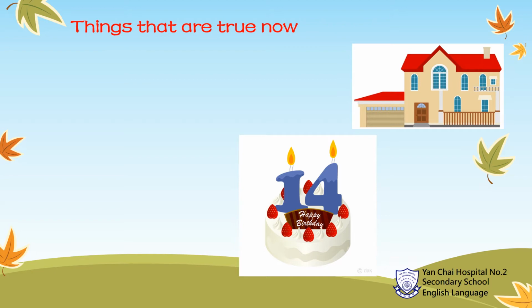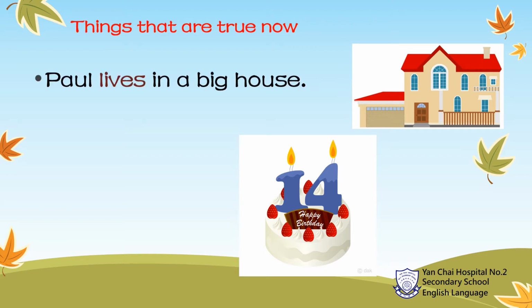So for the things that are true now, for example, Paul lives in a big house. This is a fact that is true for now. But no one knows what happens after 1 year or 2 years. Maybe Paul is going to live in a small house in the future, but we don't have to think about that first. Right now, Paul lives in a big house. This is what really matters right now.